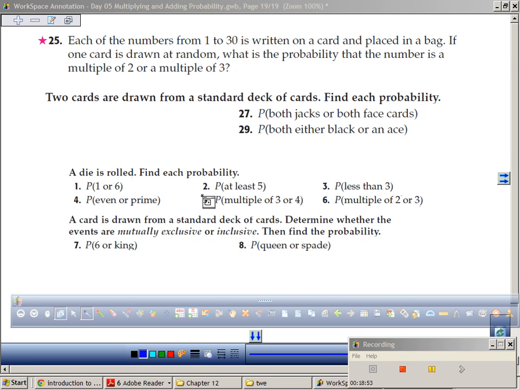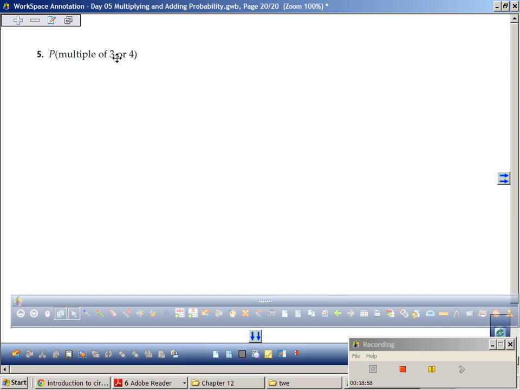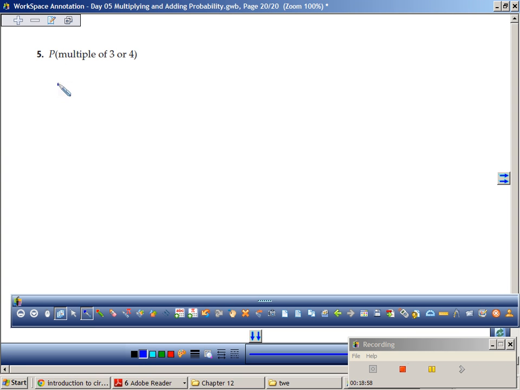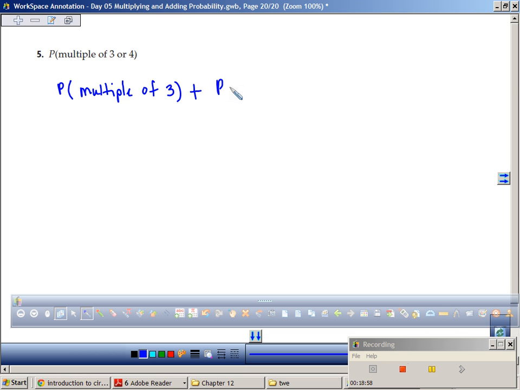Okay. So a die is rolled, find each probability. So a multiple of 3 or 4. So that's the probability of a multiple of 3 or the probability of a multiple of 4.